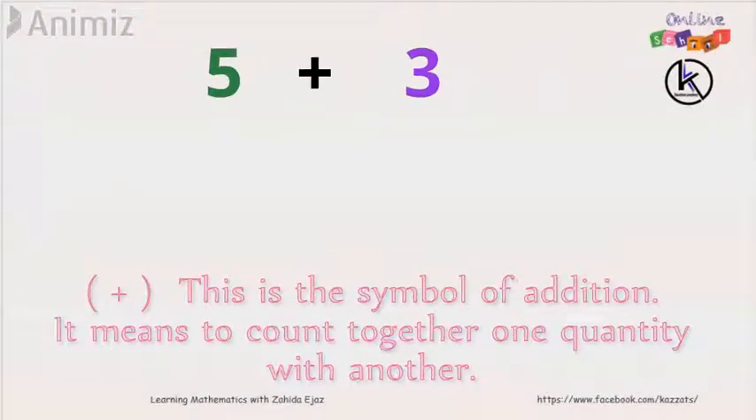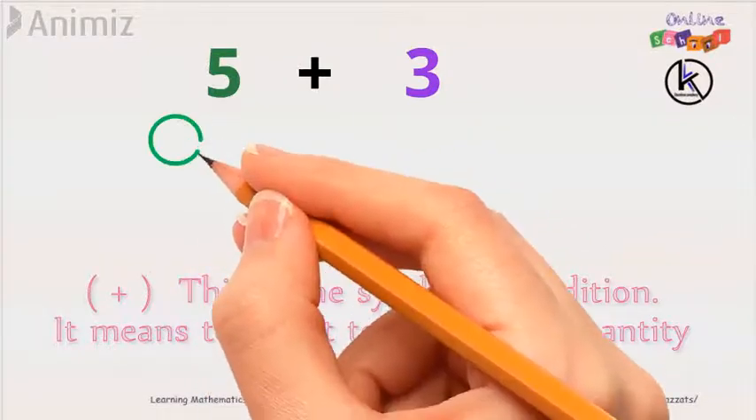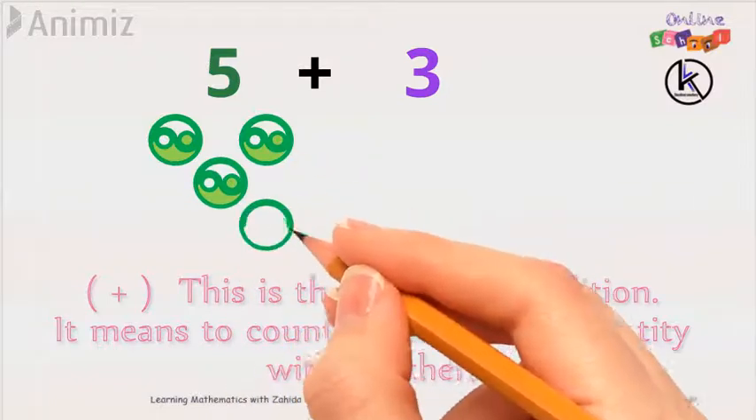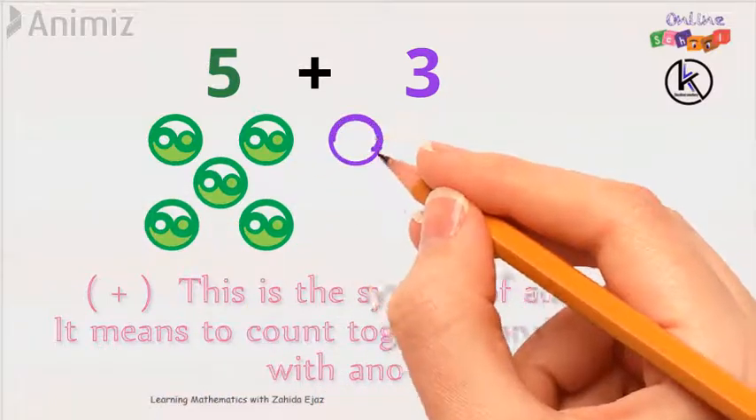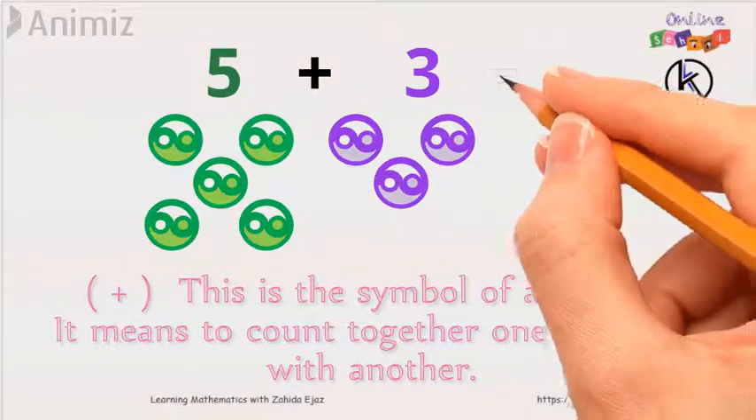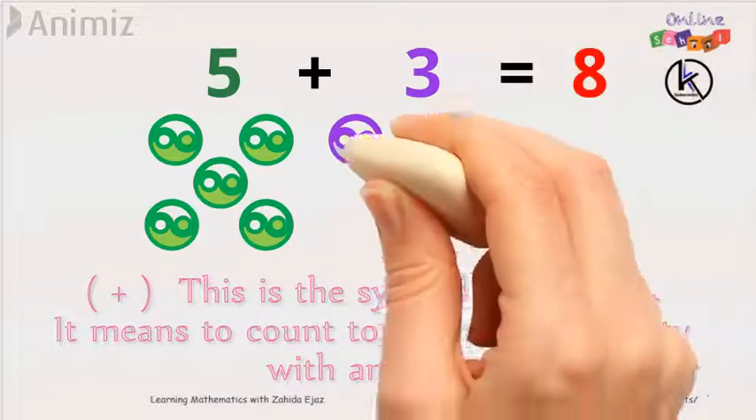This is the symbol of addition. It means to count together. Let's suppose we have 5 green balls and 3 purple balls. Let's count them together. 1, 2, 3, 4, 5, 6, 7 and 8. So in total we have 8 balls.